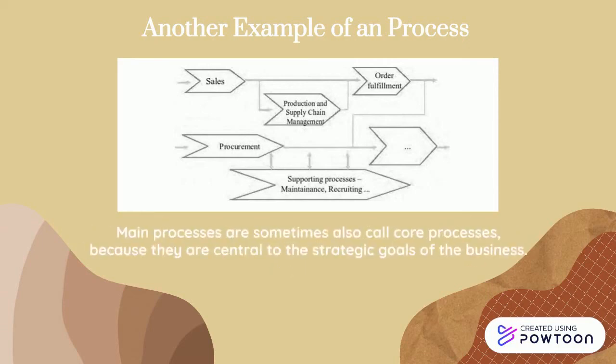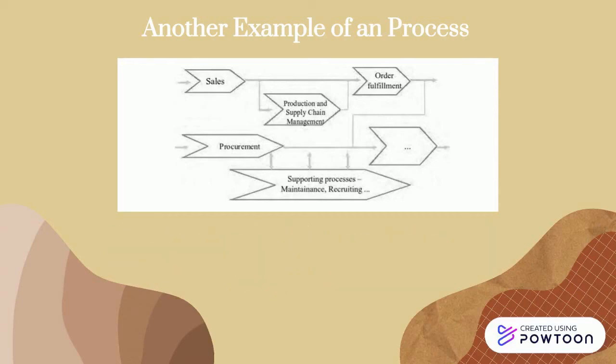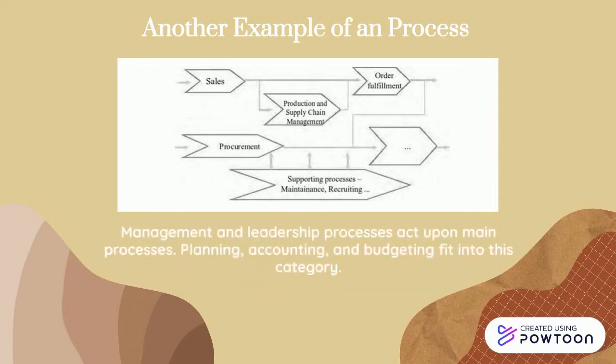Main processes are sometimes also called core processes because they are central to the strategic goals of the business. They are the means by which the business creates value. Service processes deliver value to internal clients and support other processes. Examples: personnel recruiting, maintenance, quality, and security. Management and leadership processes act upon main processes. Planning, accounting, and budgeting fit into this category.